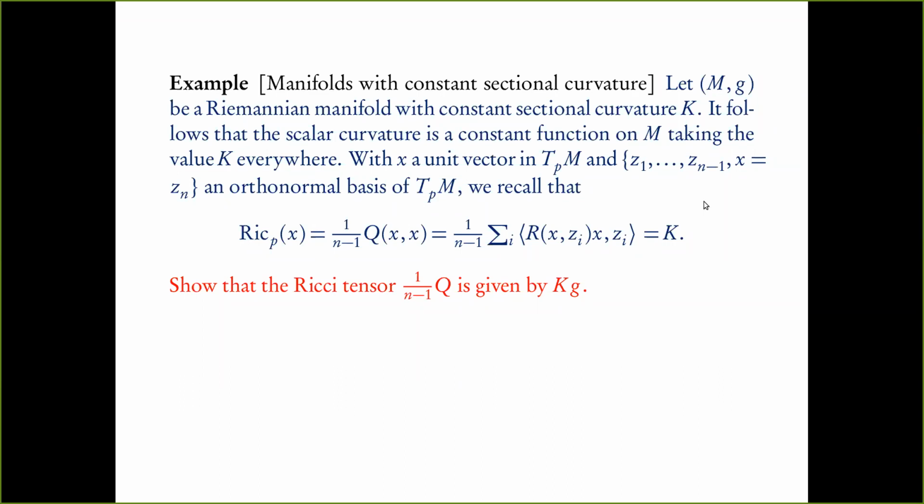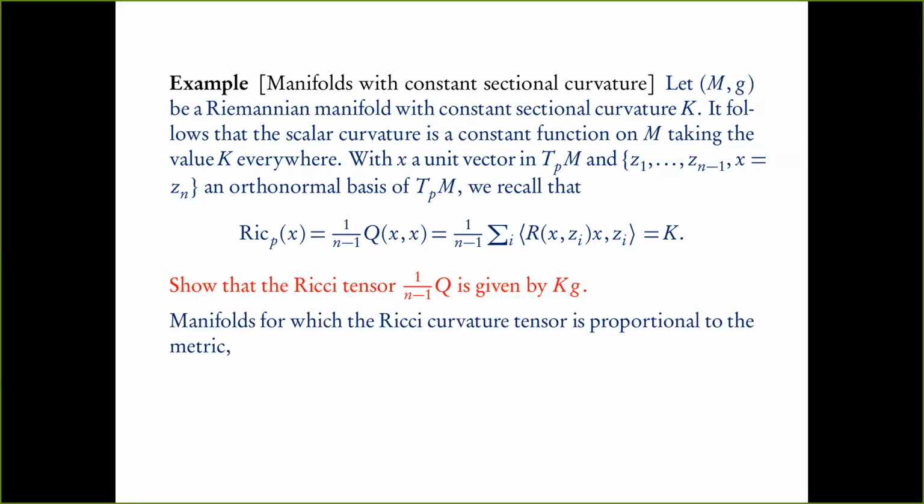Okay, so is the exercise clear? You just have to compute 1 over n minus 1 q(x,y) and show that it equals k times g(x,y). And you already know that 1 over n minus 1 q(x,x) is k. So just use the bilinearity of q in both slots, and the fact that q is symmetric.